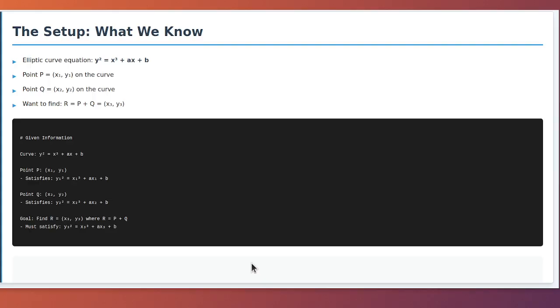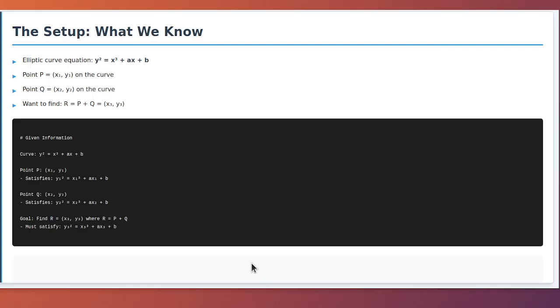Q. Our goal is to find a third point R equals (x3, y3) that represents the sum P plus Q. We use subscript 3 because it is the third point, the result of adding the first 2 points. This result must also satisfy the curve equation, so we need to find formulas that tell us what x3 and y3 are in terms of x1, y1, x2, and y2.